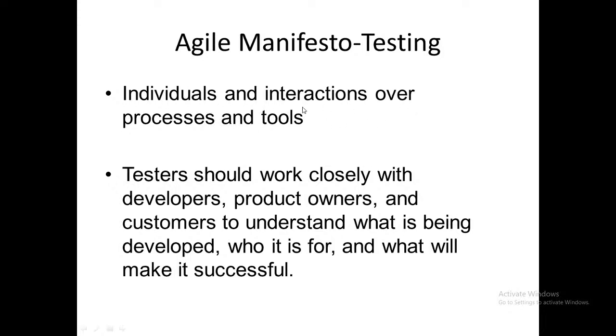What the Agile manifesto says is individuals and interactions over processes and tools. So how is this applicable to testing? Testers should work closely with the developers, product owners and customers to understand what is being developed, who it is for, and what will make it successful. This is one of the key points in the Agile Manifesto.